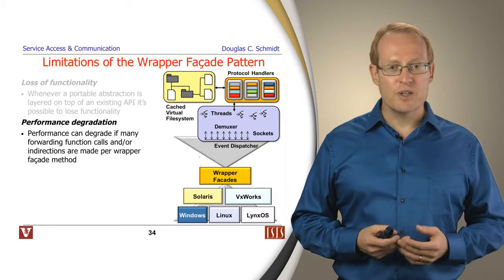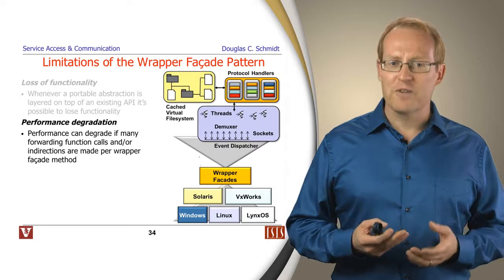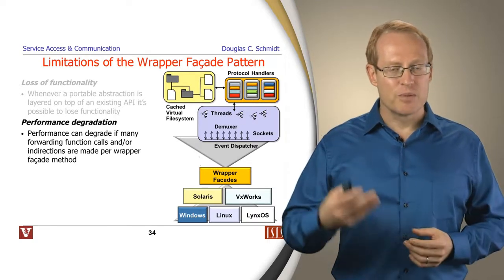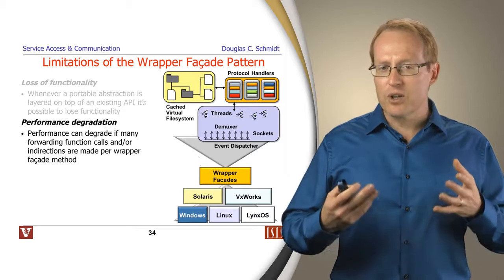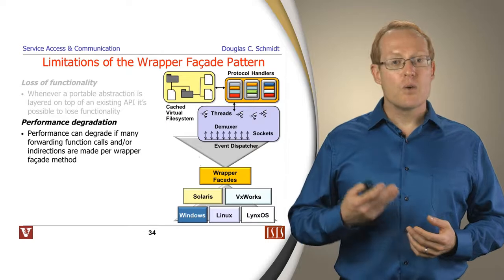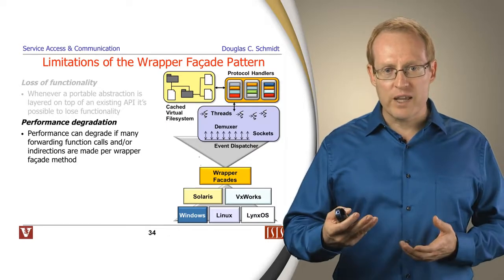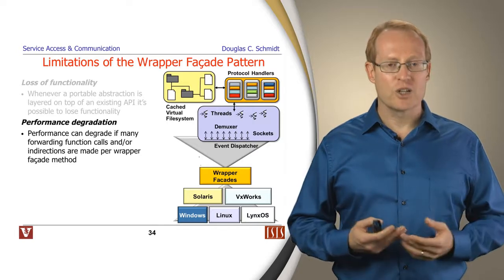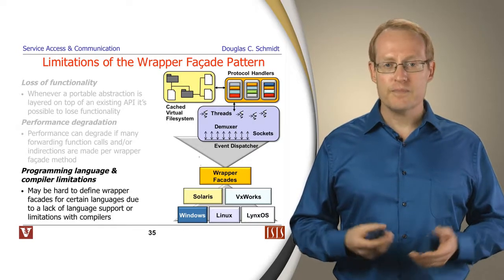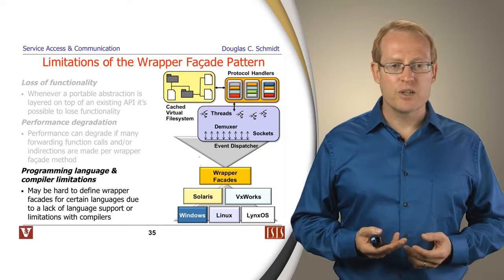Another potential limitation with wrapper facade is performance degradation. If you're not careful and you have large layered calls and indirection in your implementation, then you can take something that looks simple and lightweight and turn it into a heavyweight mechanism, which is one reason why we typically recommend not using patterns like proxy or bridge when you're trying to build abstraction layers, but instead sticking with something lightweight like wrapper facade.